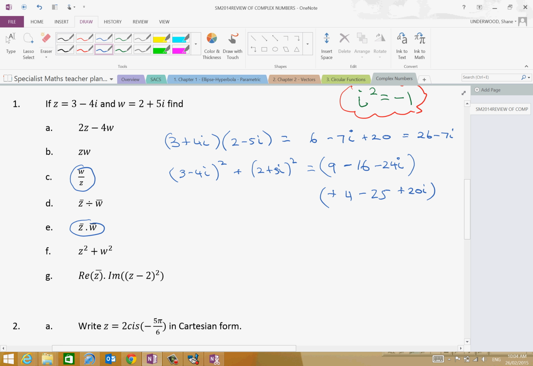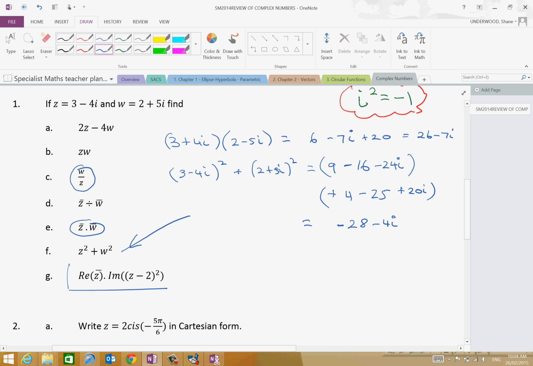Am I missing anything, or is that okay? Yeah, I think that's right, isn't it? Okay, so therefore I've got 13 minus 41 is minus 28, minus 28 minus 4i, is that correct? Yep. Yes, good, all right. And so we've done that one.